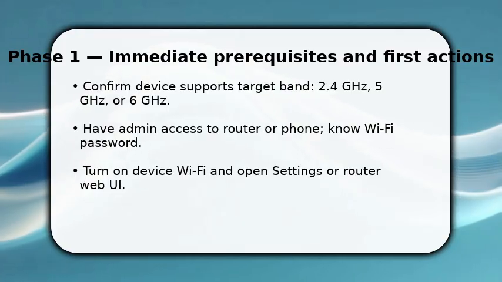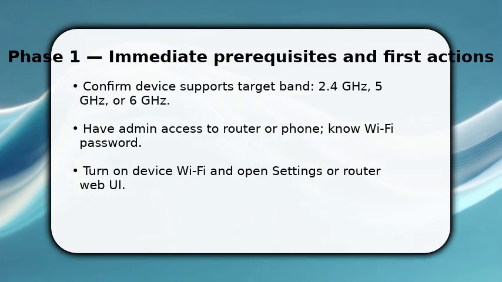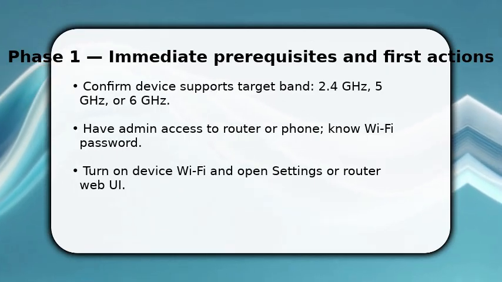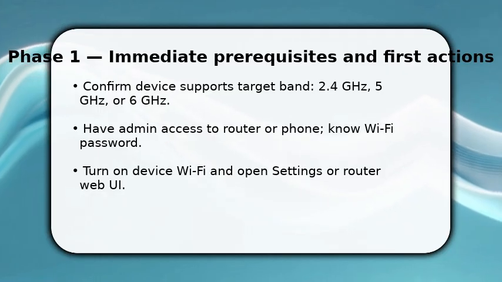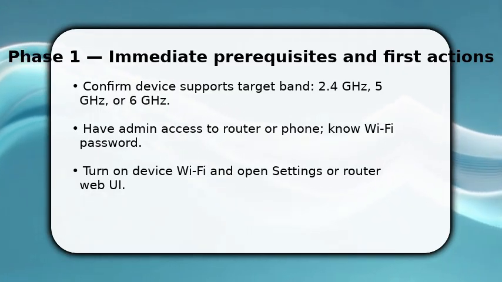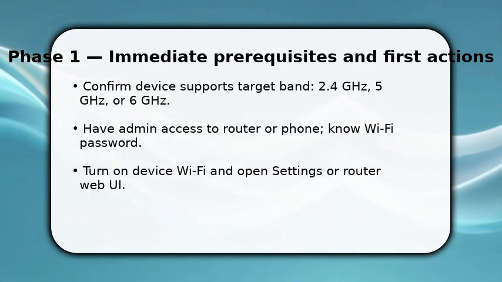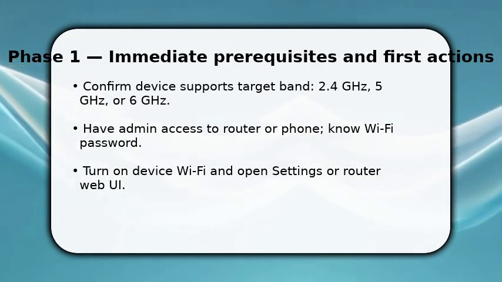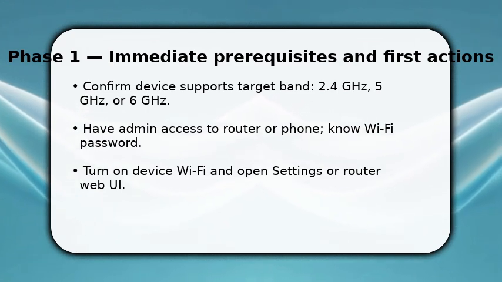You'll begin by confirming prerequisites and then act immediately. Make sure your device supports the target band, for example 4 GHz versus 5 GHz, and that you have admin access to the router or the phone. Once done, unlock the device, open settings, and navigate to Wi-Fi or network options. If you're using a router, log into the router web UI with admin credentials. Take these steps now, don't pause, so you can change the band in the next slide.